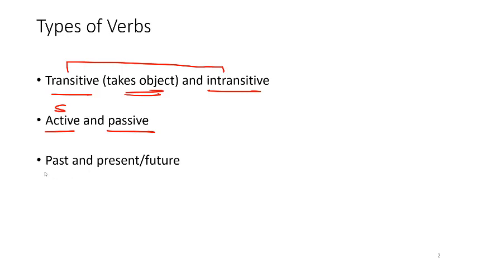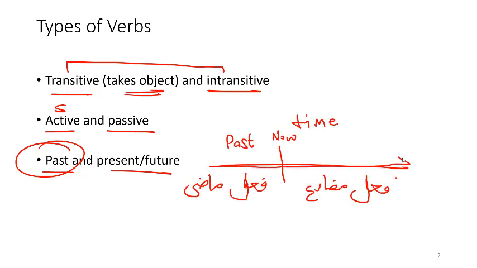And now we will come to past versus present and future. So far we focused on the past tense. In Arabic, this is called fail madhi. So if we think about this timeline, this is now. For the past, we have past tense verbs. In Arabic, past is madhi. So we have fail madhi.